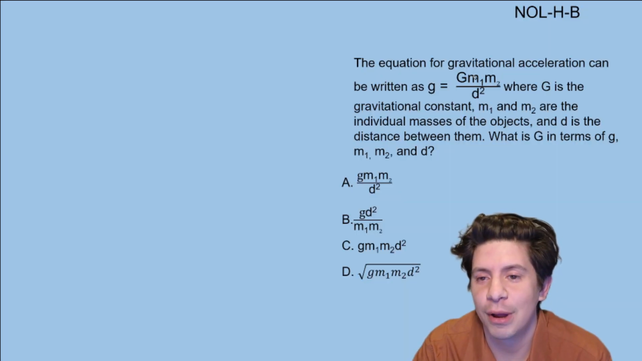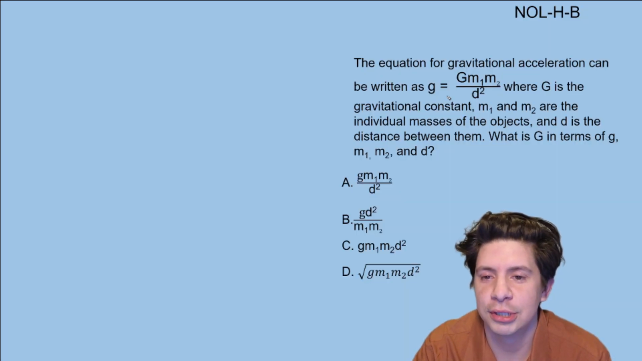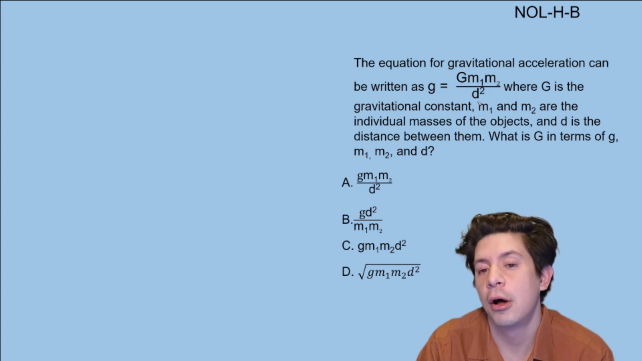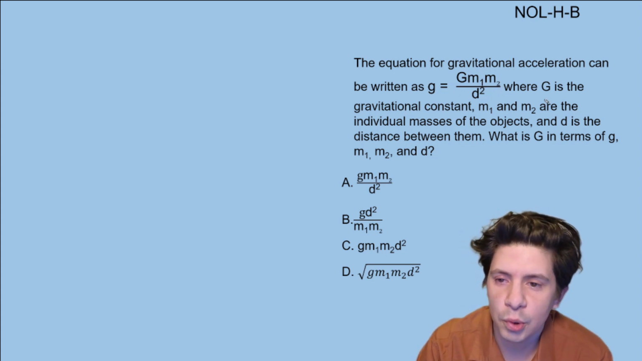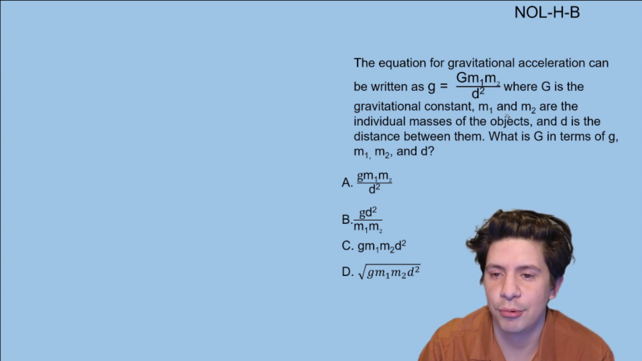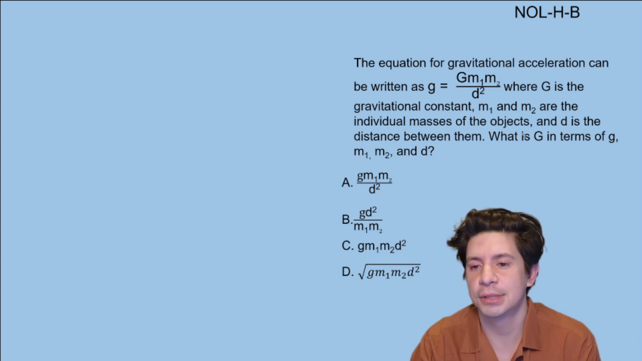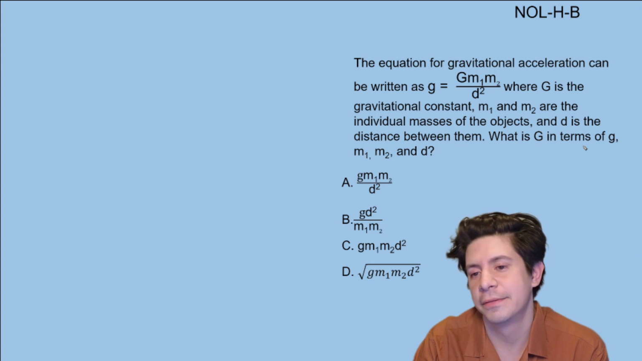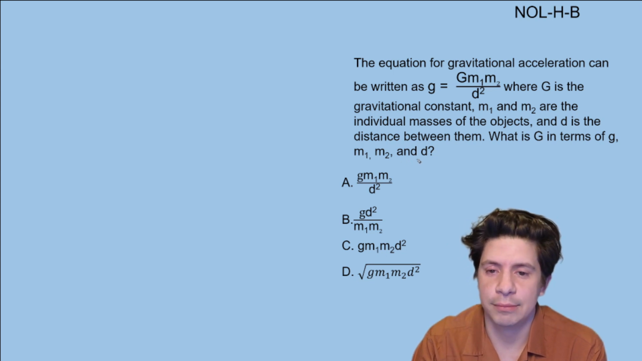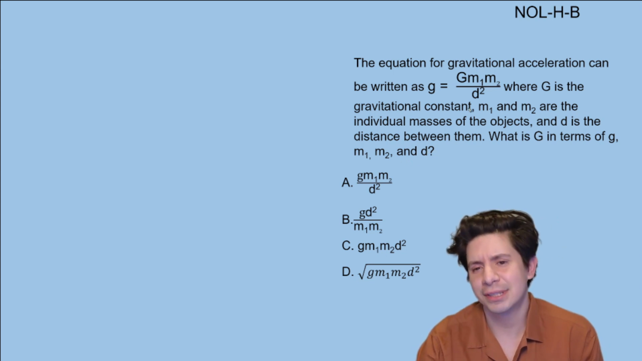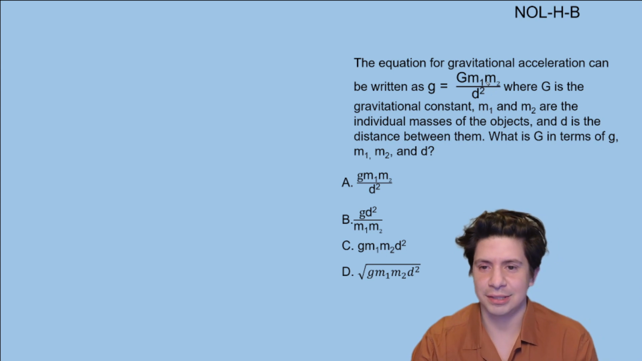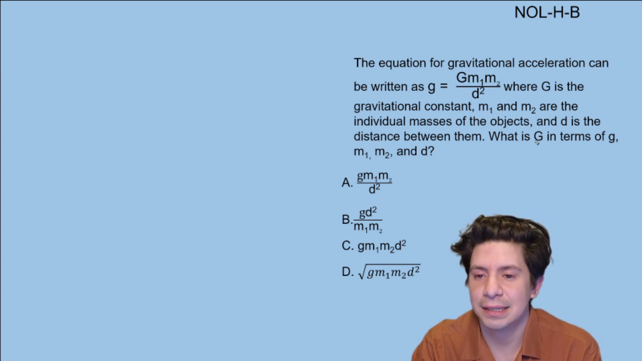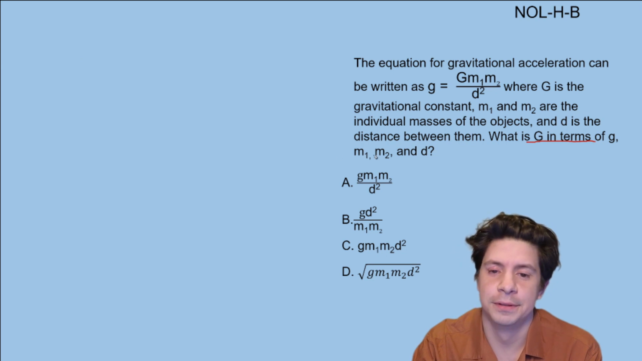The equation for gravitational acceleration can be written as g equals capital G m1 times m2 all over d squared, where G is the gravitational constant, m1 and m2 are the individual masses of the objects, and d is the distance between them. What is G in terms of g, m1, m2, and d? Okay, so there are some numbers here, but they don't really count, right? Because this is just labeling, and this is just a squared. But you want to isolate G. When it says in terms of, you want to isolate, right?